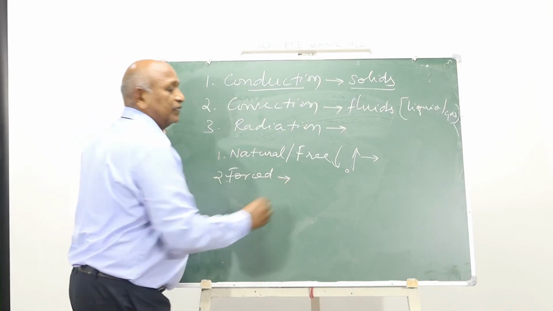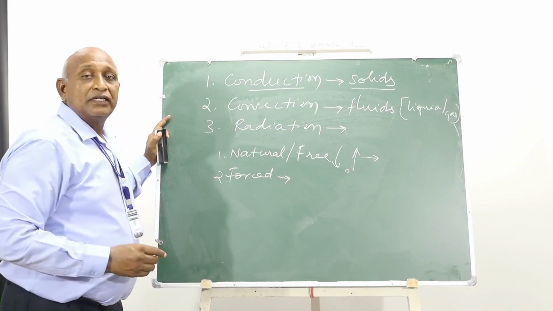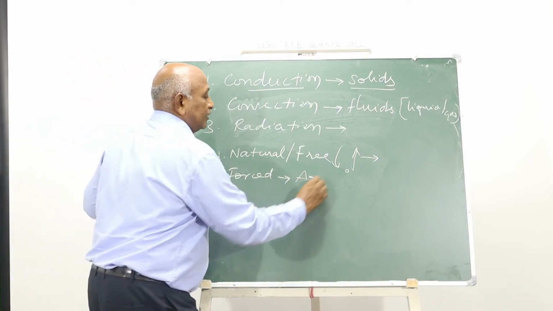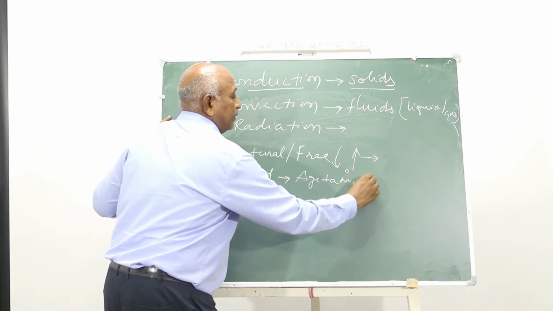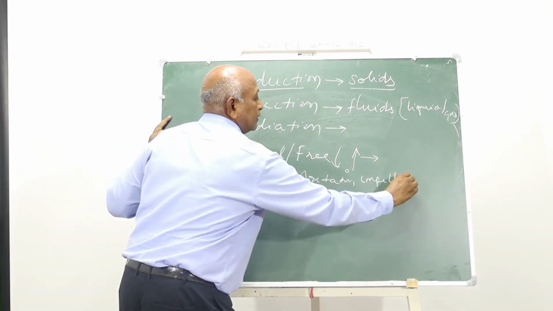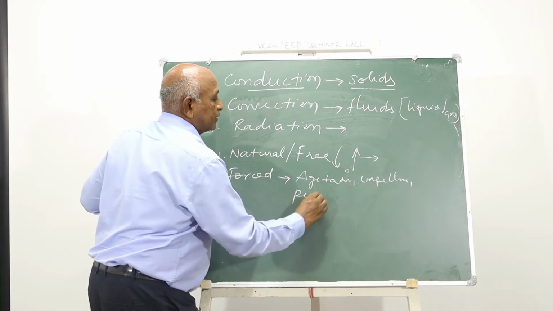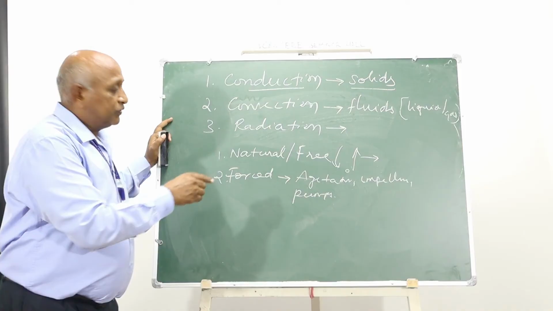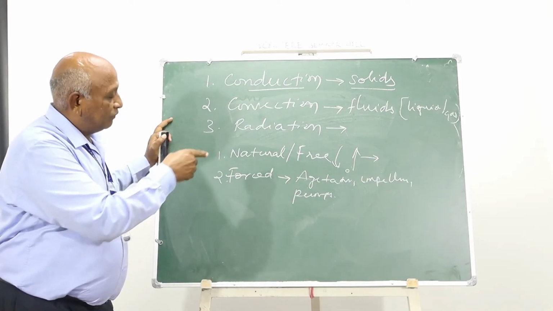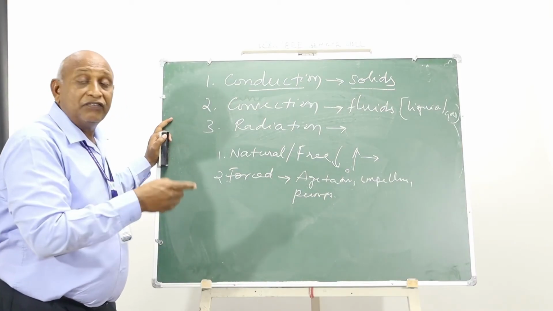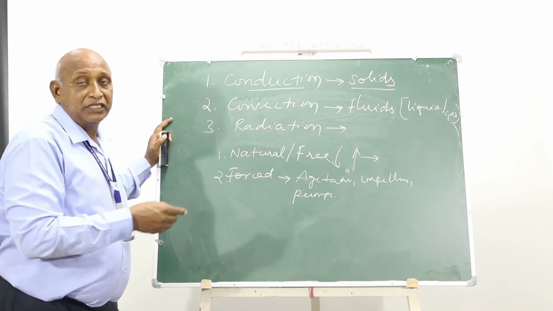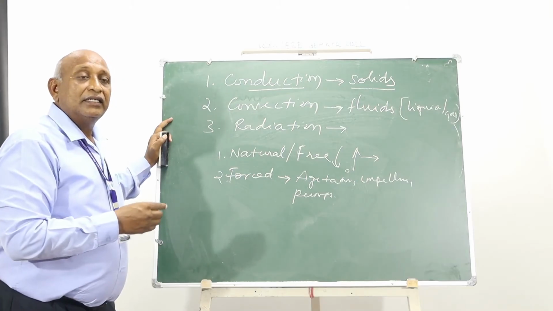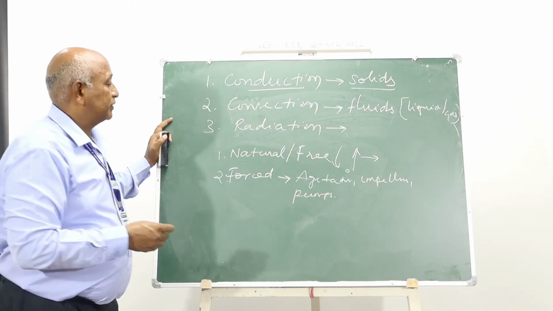In forced convection, the heat transfer is due to external agencies such as agitators, impellers, pumps, blowers and so on. If you compare natural or free convection and forced convection, the rate of heat transfer is higher in forced convection because the velocity is increased and the rate of heat transfer also increases.